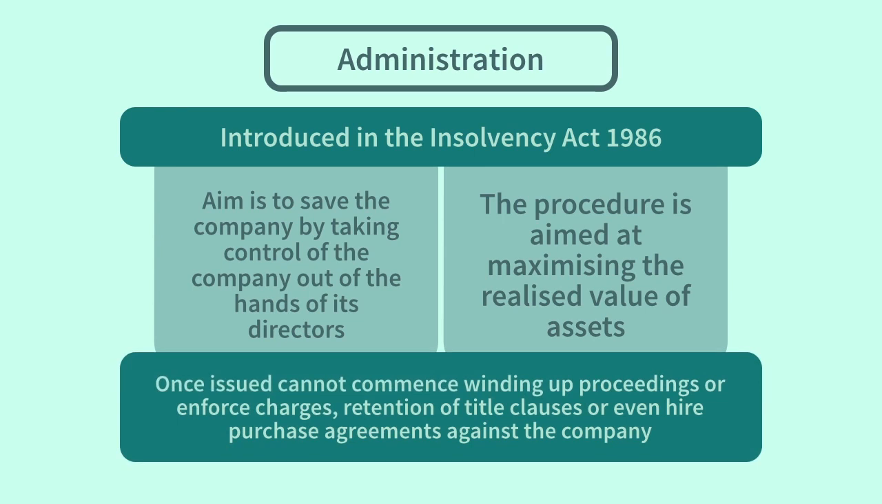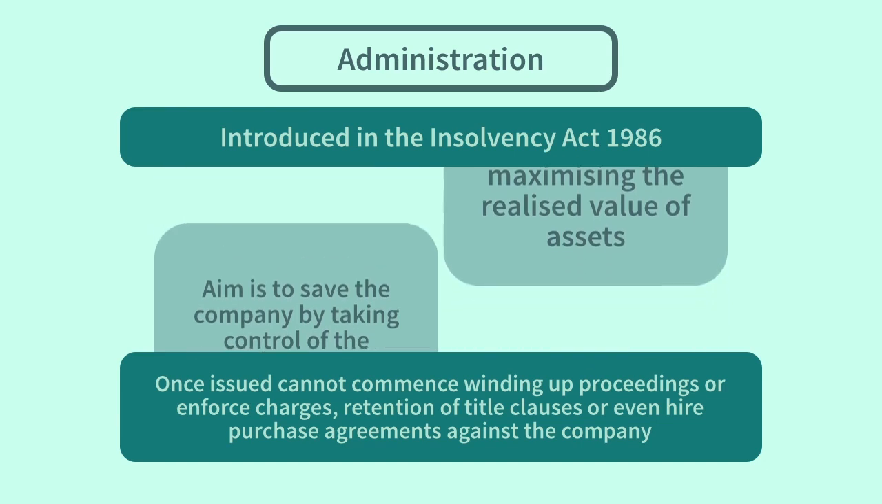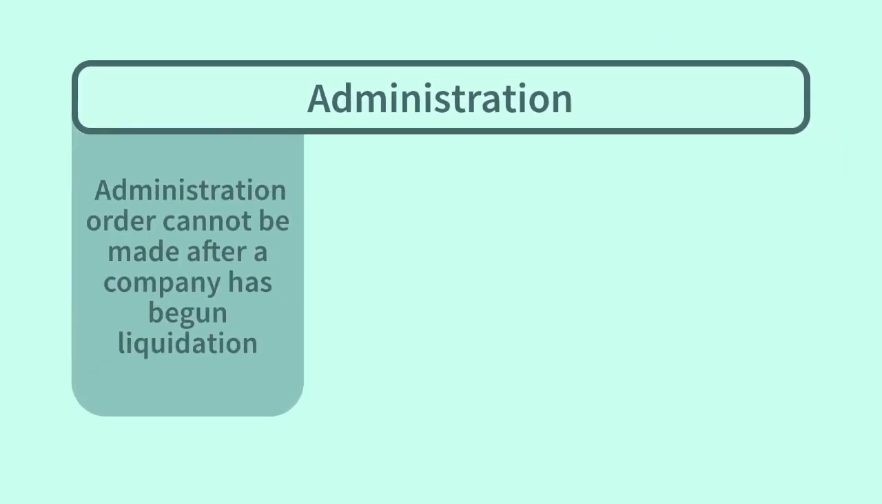Once an administration order has been issued, it is no longer possible to commence winding up proceedings against the company, or enforce charges, retention of title clauses, or even hire purchase agreements against the company. This major advantage for the company has been undermined by the fact that an administration order cannot be made after a company has begun the liquidation process.